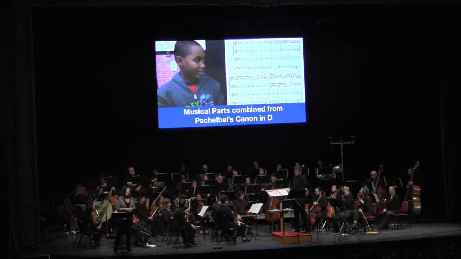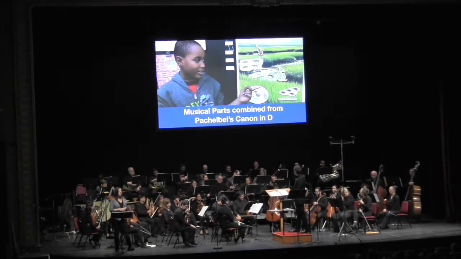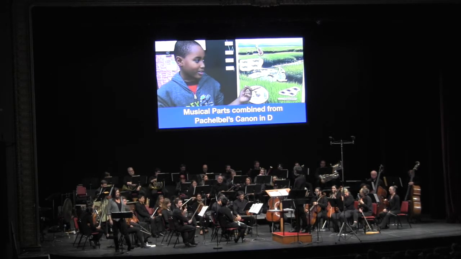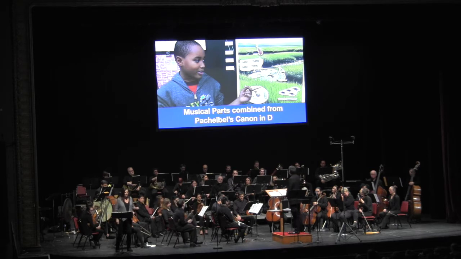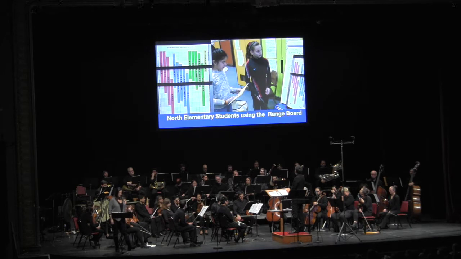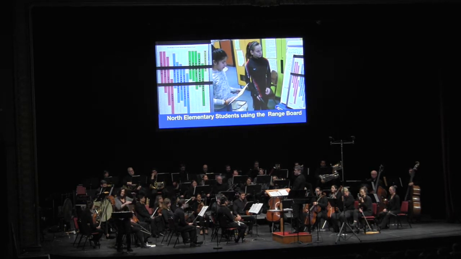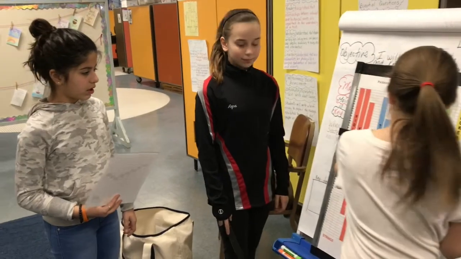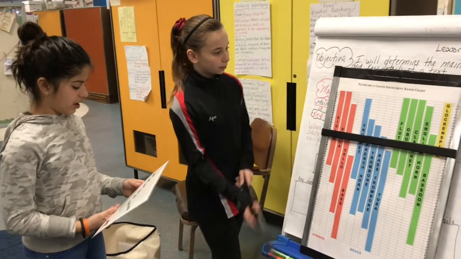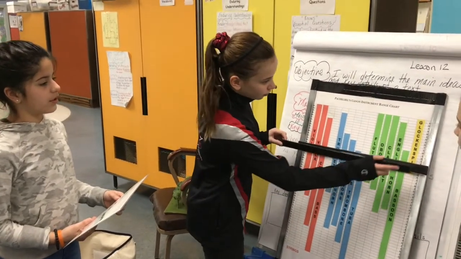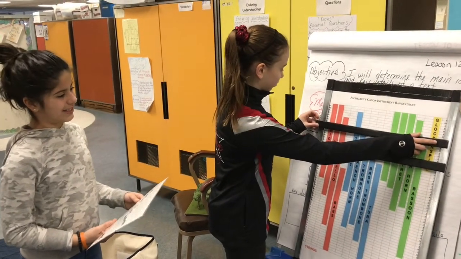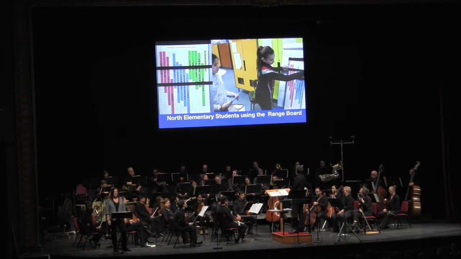Each class then orchestrated a piece of music based on Pachelbel's canon to represent all the living parts of their salt marsh ecosystem with musical parts that had the same niche. The students selected their instruments using the range board to discover which instrument could play within the specific range of each melody. Here, students from North Elementary set the range for their melody so that they could select the appropriate instrumentation. Well, today, we're going to celebrate you.